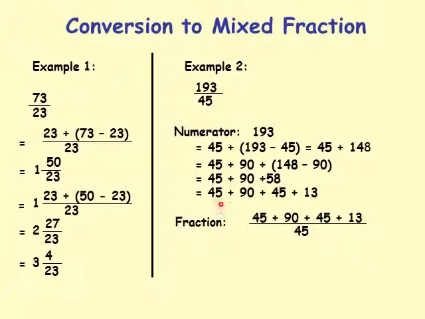So the fraction is: the numerator 193 is one group of 45, two groups of 45, one group of 45, plus 13, and that is numerator over denominator. Now we know that the whole groups are 4: one here, two here, and one here, and the remainder is 13. So we get 4 as the quotient for the division. That's my whole number, and 13 over 45 as my proper fraction. 13 is the remainder.